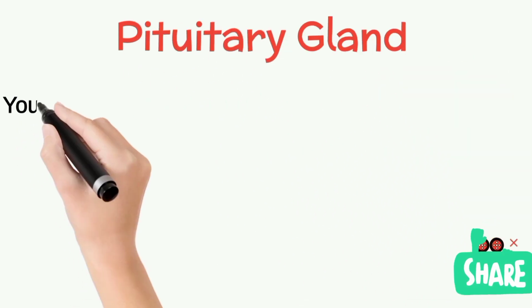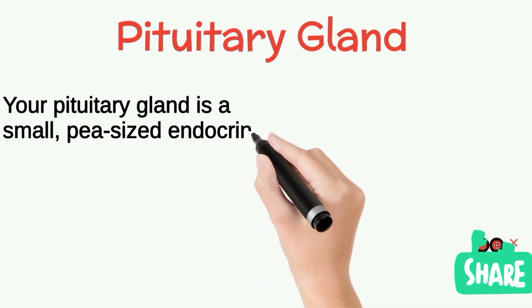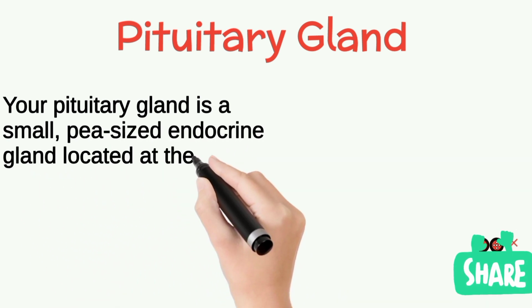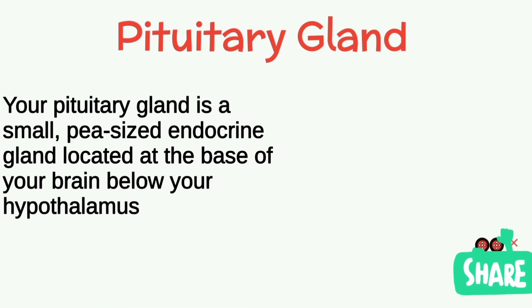Pituitary gland. Your pituitary gland is a small pea-sized endocrine gland which is located at the base of your brain, just below the hypothalamus.